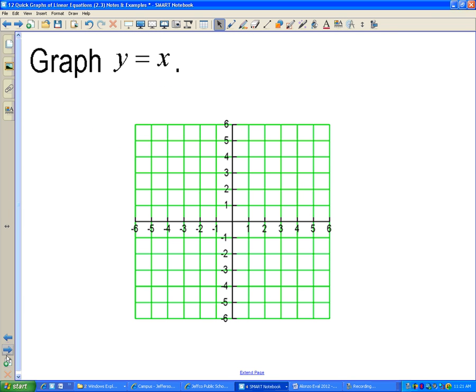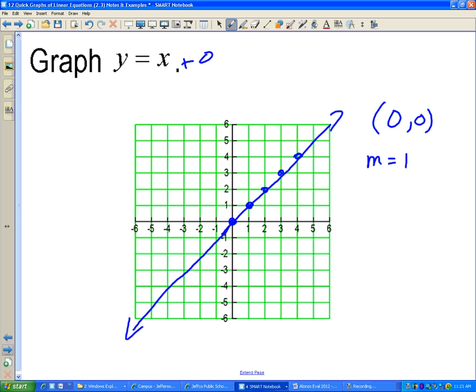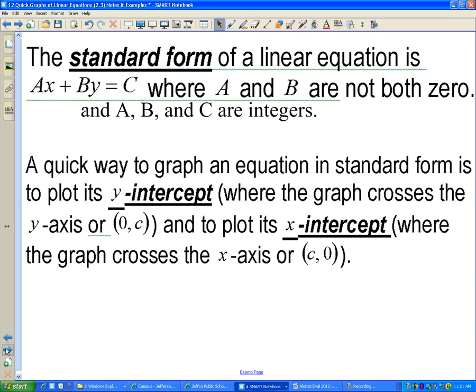Graph y equals x. Well, here we go. Remember, my y-intercept is (0, 0) because this is plus 0. My slope is 1. So there's the equation y equals x. Nice one to know. Quick, easy peasy, lemon squeezy.